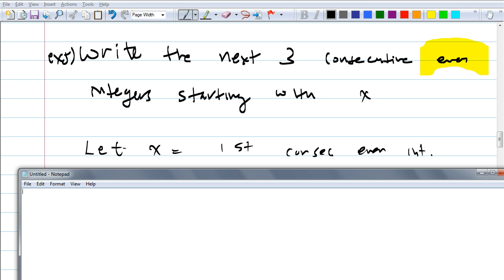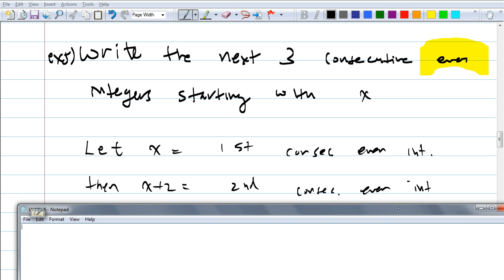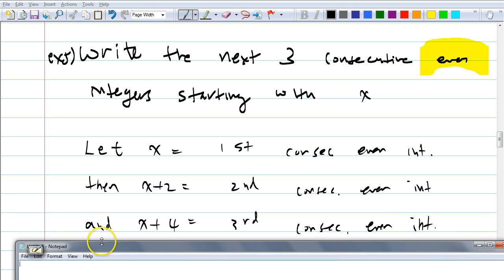Who can tell me the second one here? How about Brandon? x plus 2. Right. So tell me what to write. I don't want to just write x plus 2, right? Then x plus 2 equals second. You got it. Then x plus 2 is our second consecutive even integer. Then Dakota, can you tell me the last one? You got it. Since it's the last unknown, I wrote x plus 4 as the third consecutive even integer. Easy. Okay, do another one.